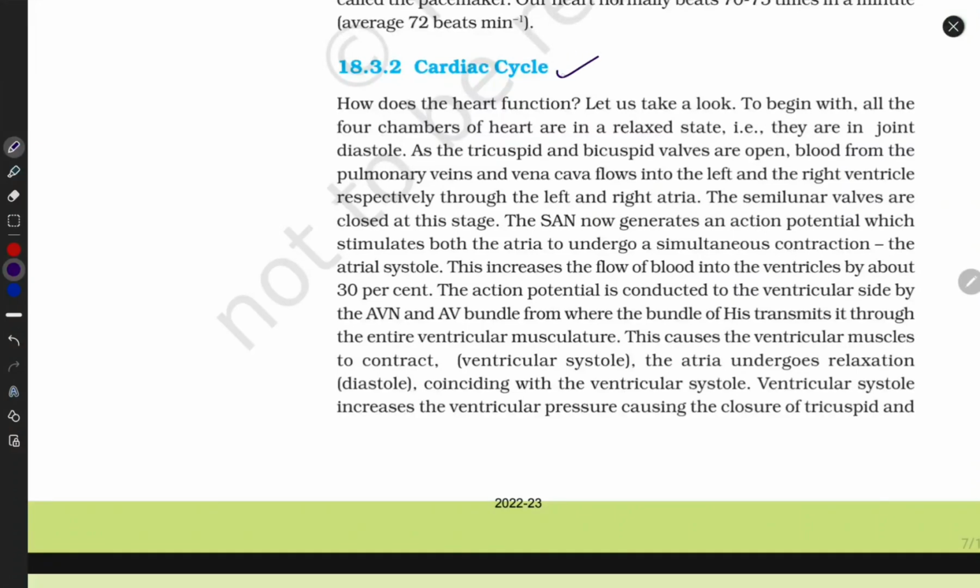Let's start with our cardiac cycle. Okay, we all know that our heart is four chambered. The human heart is four chambered: two short atria, right atrium and left atrium, and two large ventricles, right ventricle and left ventricle, isn't it? We all know this.